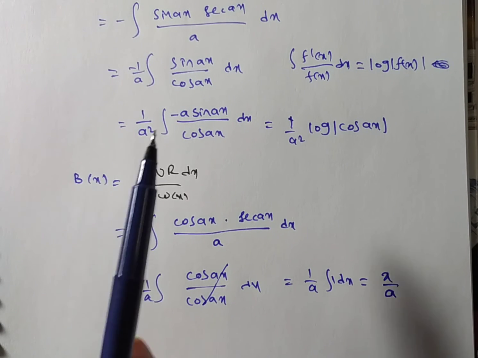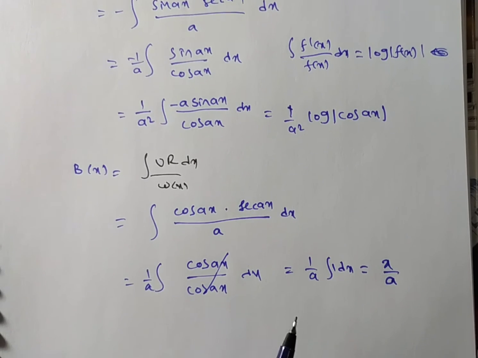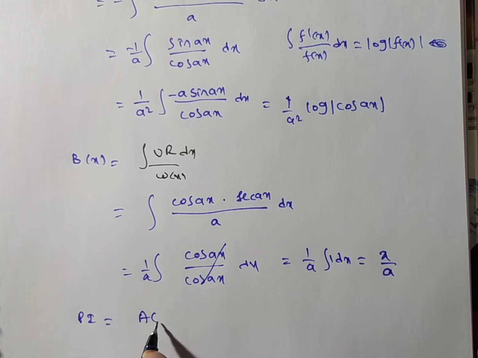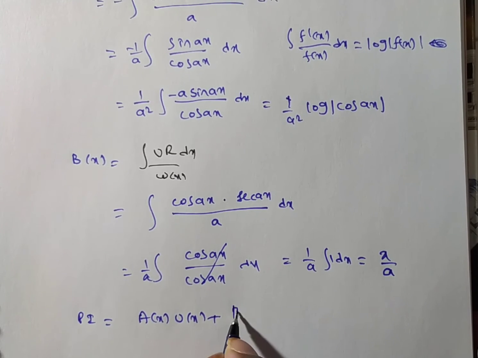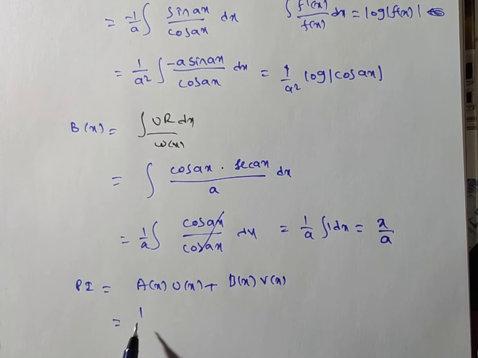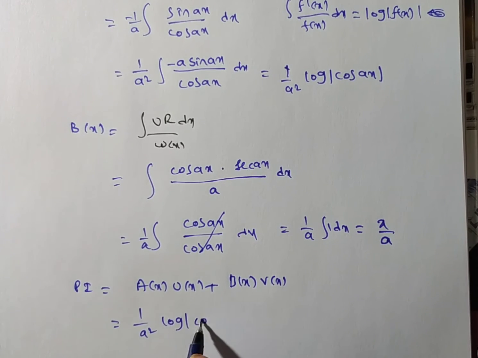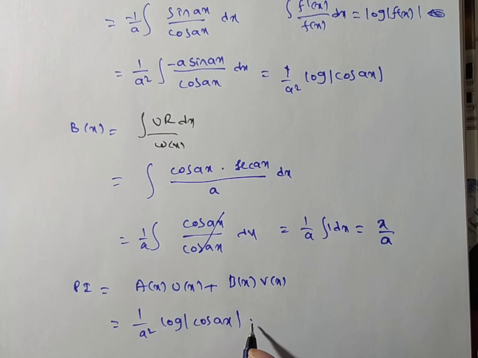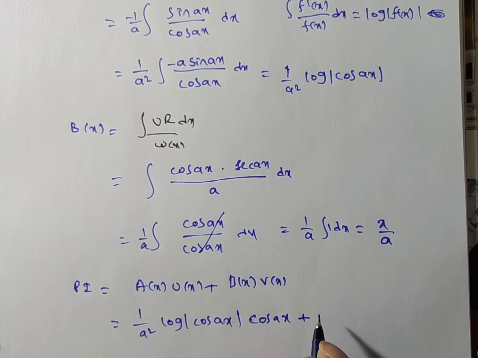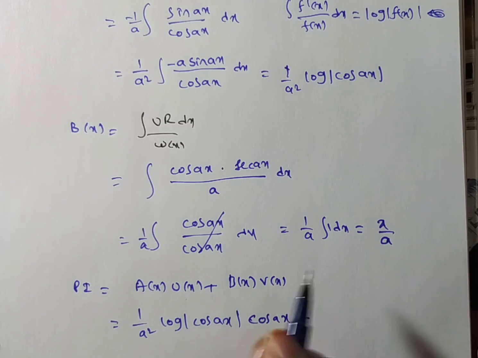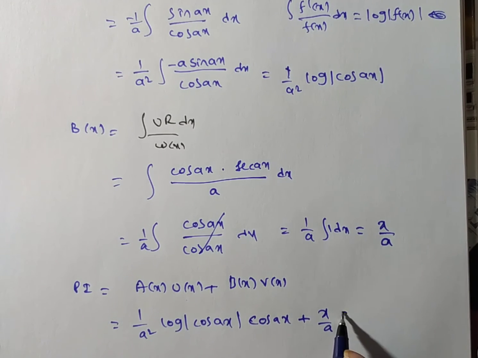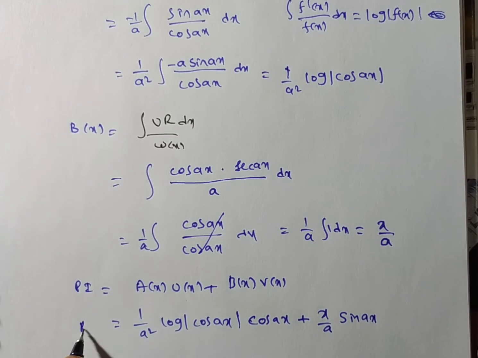Now which values do you have? Capital A of x and capital B of x values you have. Then the particular integral is equal to A of x into u of x plus B of x into v of x. Yes or no? So what is A of x? You have 1 by a square log of cos ax into, what is the u of x here? U of x is cos ax. Plus, see here you have B of x, which is x by a. And what is the v of x? V of x is sin ax. That is the c2 quotient we have, sin ax. So this is the particular integral.